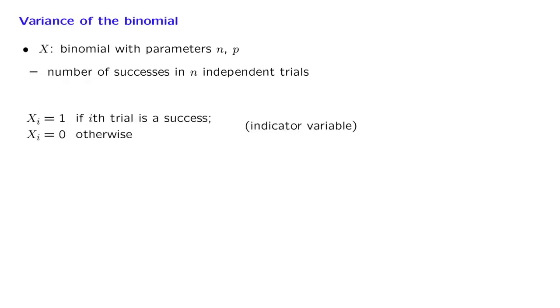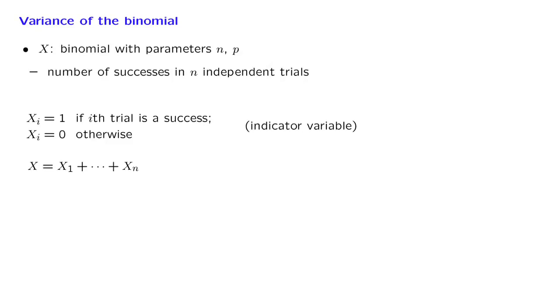We use indicator variables. This is the same trick that we use to calculate the expected value of the binomial. So the random variable x sub i is equal to 1 if the ith trial is a success and is a 0 otherwise. And as we did before, we note that x, the total number of successes, is the sum of those indicator variables. Each success makes one of those variables equal to 1, so by adding those indicator variables, we're just counting the number of successes.